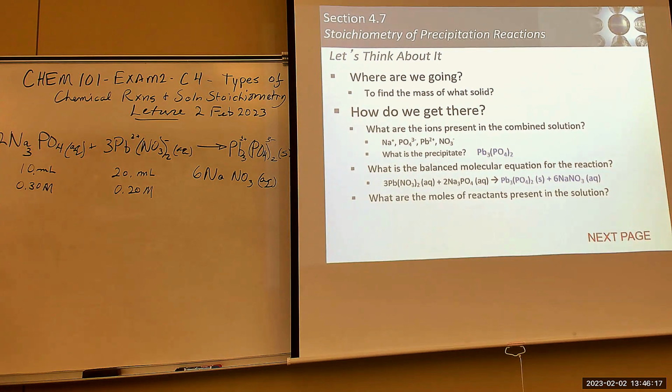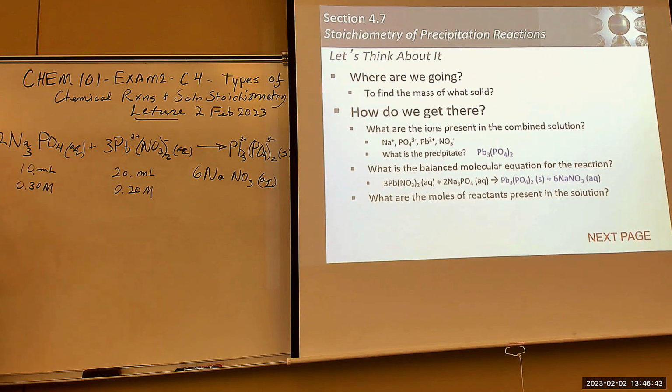What are the moles of reactants present in solution? Now, here's the thing you have to consider. We've got exact amounts of this reactant and that reactant. So when you see that, you should say to yourself, limiting reactant. One of those is going to run out first. So we got to decide which one is the limiting reactant.